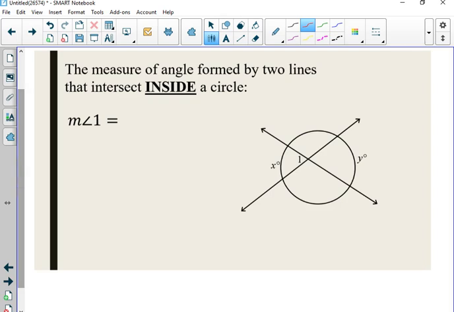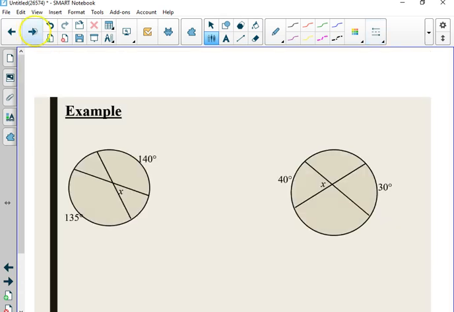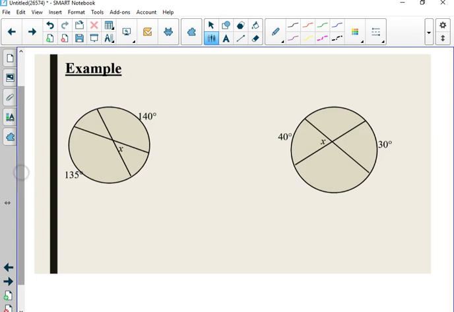All right, so the measure of an angle formed by two lines that intersect inside the circle, huge, important right there, is calculated by doing x plus y divided by 2. So x plus y divided by 2 will give you the angle. So let's do some examples here.